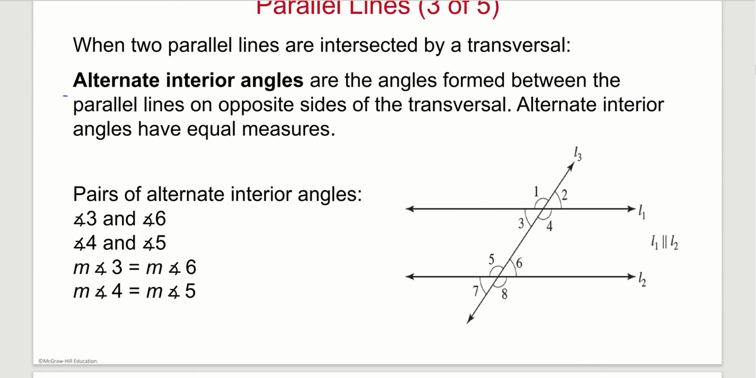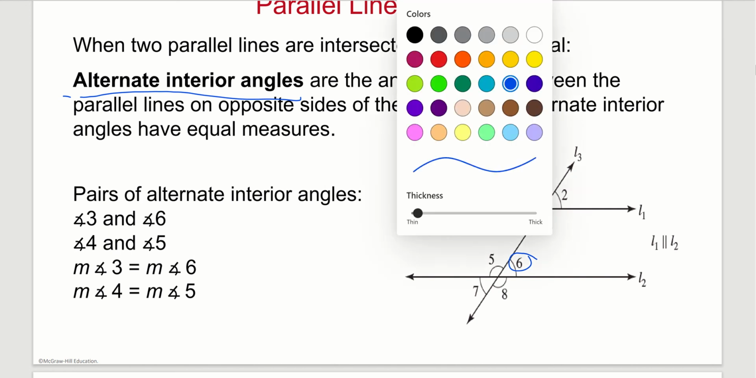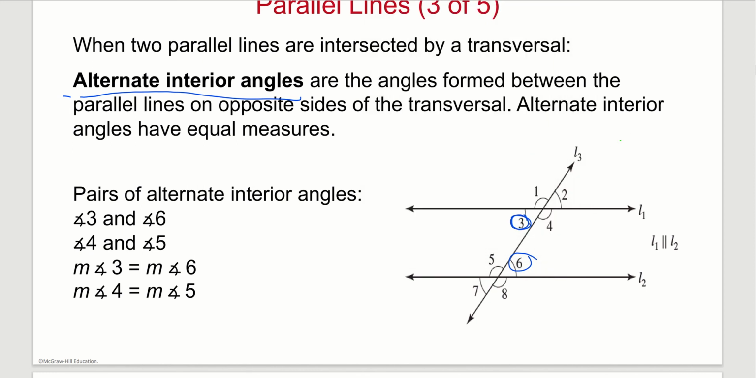If we look at the definition of alternate interior angles, they are angles that are in the interior but are on opposite sides of the transversal. So for example, if I look at angle 3 here, which is an angle up top, the angle on the opposite side of the transversal on the bottom picture would be 6. They're interior angles. They're on the opposite side of the transversal, one with line L1, one with line L2. These are alternate interior angles. The other pair of alternate interior angles would be angle 4 and angle 5.